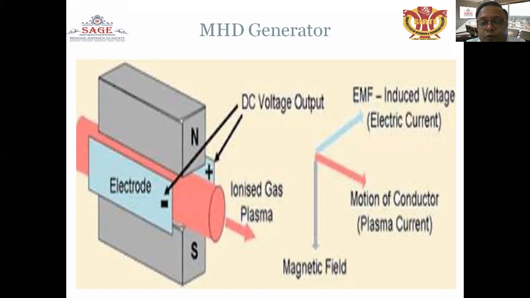DC voltage output is created, and EMF is induced as voltage and electric current, and the motion of the conductor, which is the plasma current, is producing, and the magnetic field is generated on the other side.